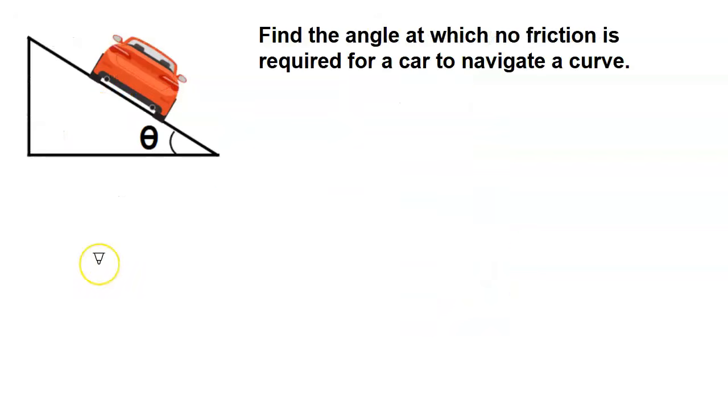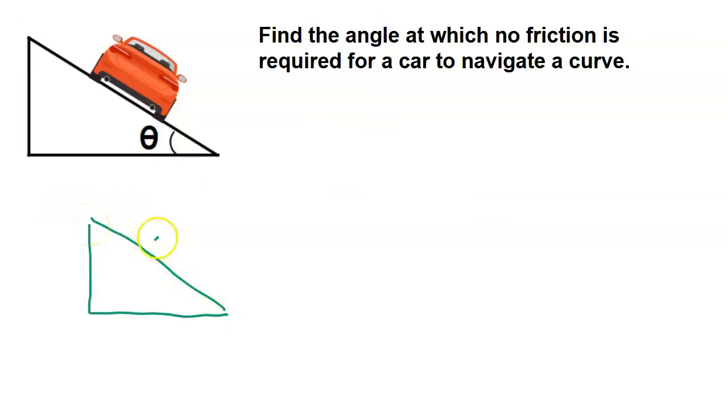Now let's take a look at a problem with a car that is going around a banked turn. So we want to find the angle at which no friction is required for a car to navigate a curve. This is a banked turn here. So if there was no friction, what is the angle required? We're going to first start with a force diagram, and I'm going to just go ahead and redraw this down here so it's a little bit cleaner.